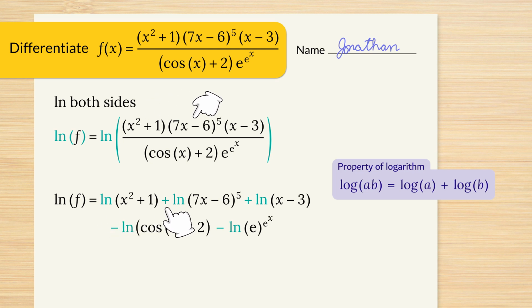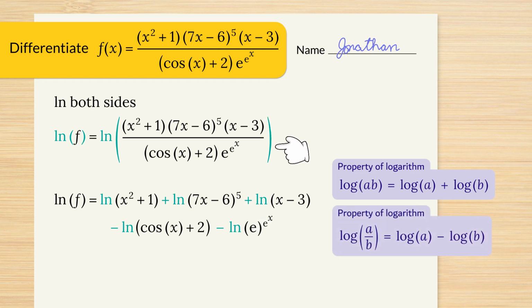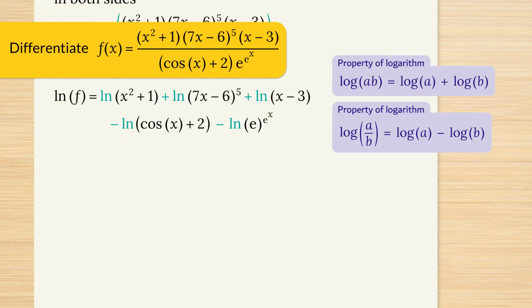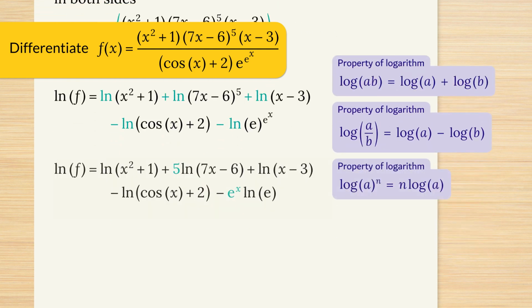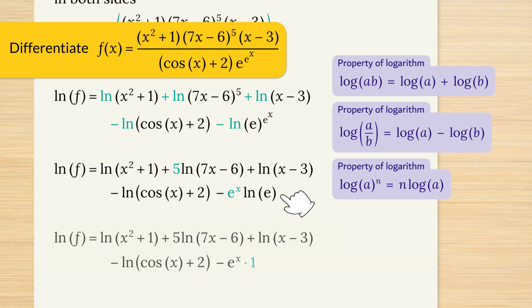1, plus ln of 7x minus 6 raised to the 5, plus ln of x minus 3. These two factors in the denominator get a minus sign in front of them, minus ln of cos x plus 2, minus ln of e to the x. Another property of logarithms, we can bring down exponents to be coefficients, such as that 5, and also the e to the x. The e to the x is like the exponent on that e, and also ln of e is, conveniently, equal to 1.